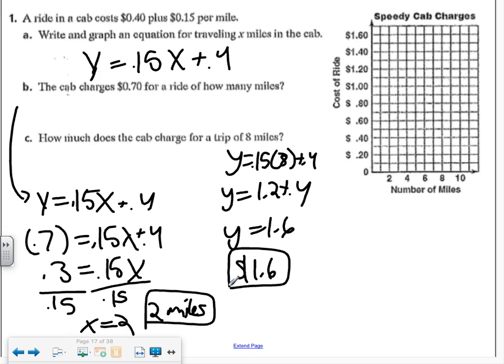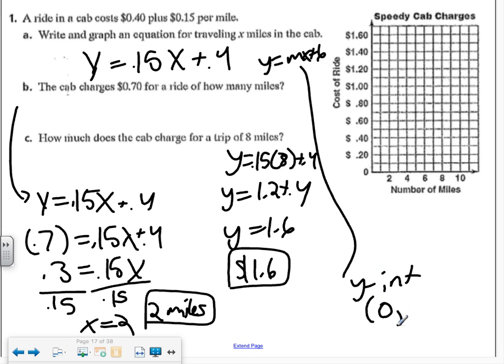To graph this, there's a bunch of different ways you can go about graphing. This equation is in the form y equals mx plus b, so we know the y-intercept right away. That's 0 comma b, or 0 comma 0.4. So we can throw that point on right away. Now you just need any other point, or you can use the rate of change to find another. As x increases by 1, y increases by 0.15. That's a pretty small rate of change, so I'm going to use one of the points that we found from parts B and C.